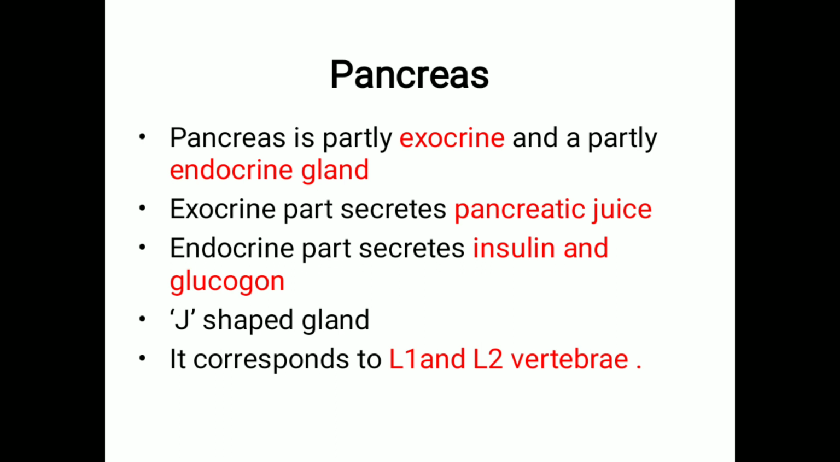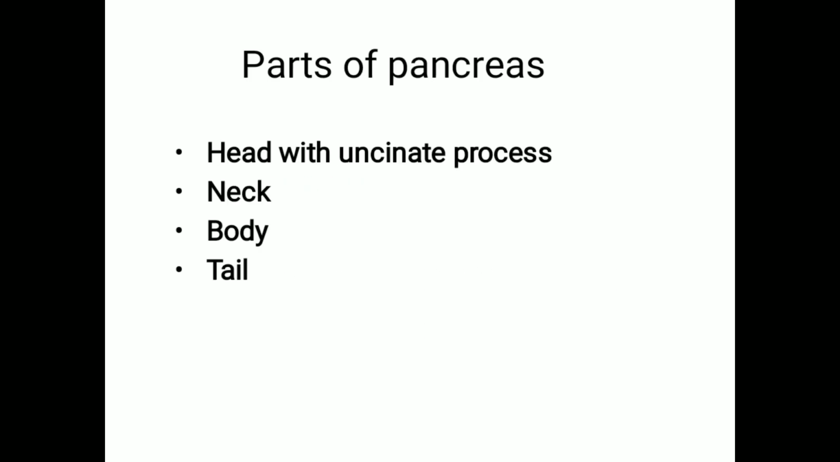The two parts of pancreas are exocrine part and endocrine part. The exocrine part secretes pancreatic juice, endocrine part secretes insulin and glucagon. The shape of the pancreas, it is J-shaped gland. It corresponds to L1 and L2 vertebra, at which vertebral level it lies.